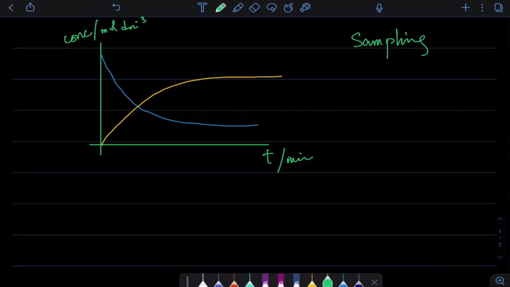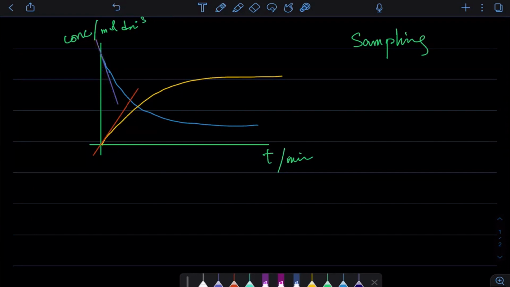So for example, for the blue line, I might want to have a tangent. Let's say I want the maximum rate here, so this tangent will be the rate. Similarly for the yellow line, if I want the gradient at the beginning, this will be my tangent, which is giving me the maximum rate. So the maximum rate is this one.